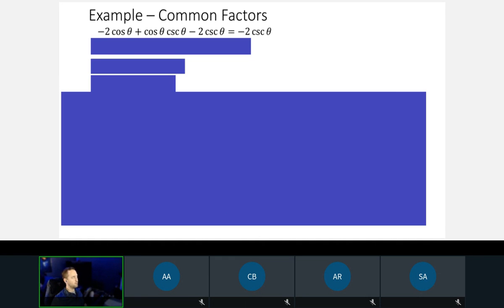All right, we have negative cosine theta plus cosine theta cosecant theta minus cosecant theta minus 2 cosecant theta. So the title of this slide is common factors. I'm going to give you a hint on how to approach this problem. Don't convert anything to the fundamental trig functions yet. I want you to combine like terms on one side of the equal sign. Then from there, I want you to factor it. So greatest common factor in this case.